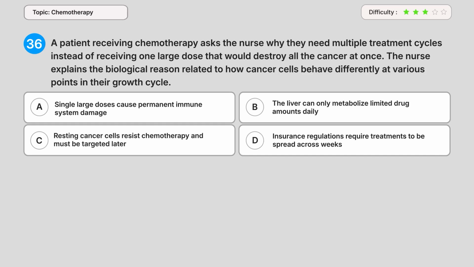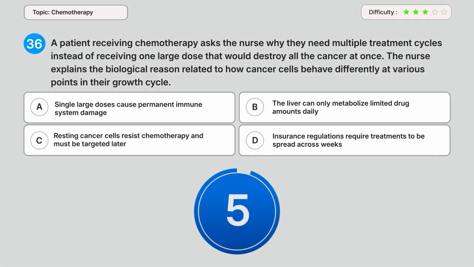A. Single large doses cause permanent immune system damage. B. The liver can only metabolize limited drug amounts daily. C. Resting cancer cells resist chemotherapy and must be targeted later. D. Insurance regulations require treatments to be spread across weeks. Do you know the answer?